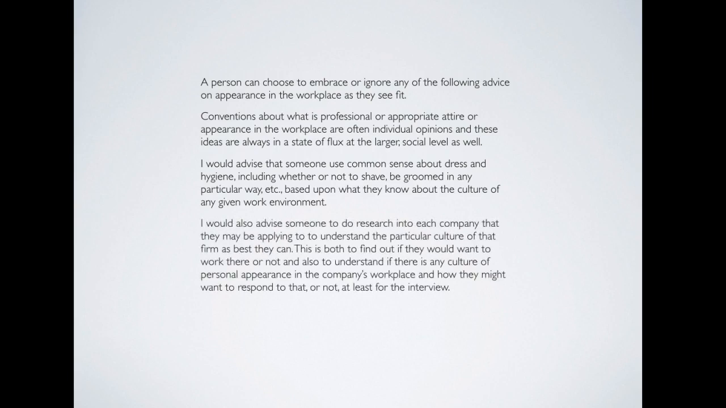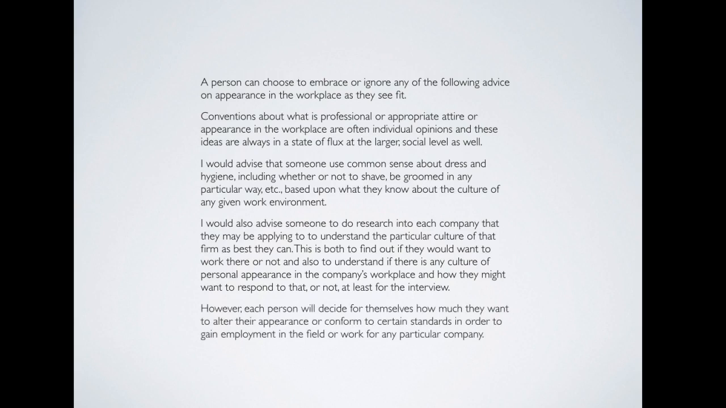I would also advise someone to do research into each company that they may be applying to understand the particular culture of that firm as best as they can. This is both to find out if they would want to work there or not, and also to understand if there is any culture of personal appearance in the company's workplace, and how they might want to respond to that or not, at least for the interview. However, each person will decide for themselves how much they want to alter their appearance or conform to certain standards in order to gain employment in the field or work for any particular company.